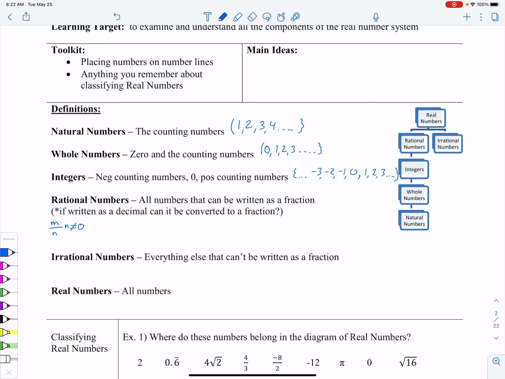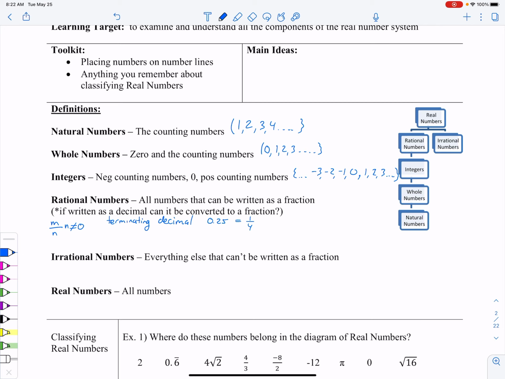If it's a fraction already, it's easy to pick out. However, if it's written as a decimal, there are two different kinds of decimals that can be changed to fractions. One is a terminating decimal. So what does that mean? It means that if you look on your calculator, it has an end point. It doesn't fill the whole screen. So for example, 0.25, and then that's it. It ends. And we know that can be converted to 1 over 4. So if it's a terminating decimal, it has a fraction that it can be changed into.